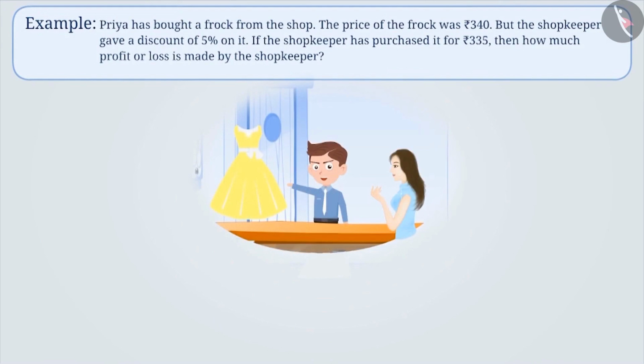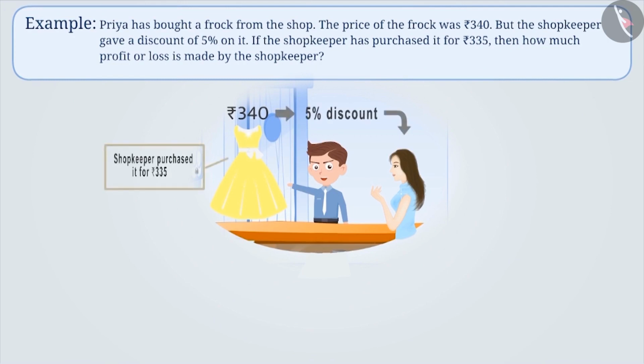Next example. Priya has bought a frock from a shop. The price of the frock was rupees 340, but the shopkeeper gave her a discount of 5%. If the shopkeeper purchased it for rupees 335, then how much profit or loss is made by him?